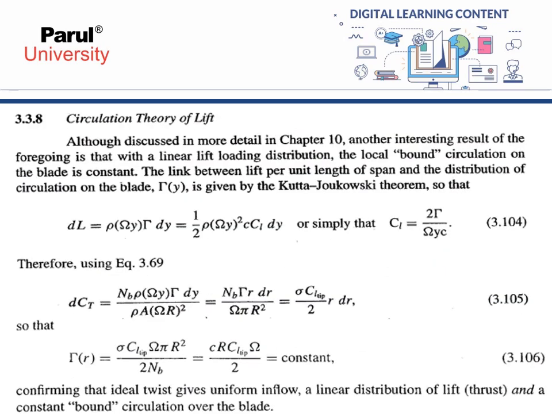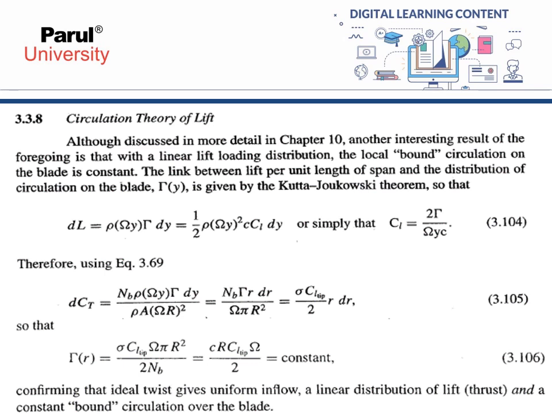Now, although discussed in more detail in chapter 10, another interesting result of the foregoing is that with a linear lift loading distribution, the local bound circulation on the blade is constant. The link between lift per unit length of the span and the distribution of the circulation on the blade, Gamma(y), is given by the Kutta-Joukowski theorem, so that dL is equal to rho omega y Gamma dy, which is equal to 1/2 rho (omega y)^2 c Cl dy, or simply that Cl is equal to 2 Gamma divided by omega y c.